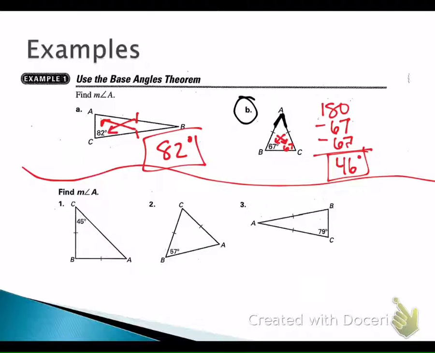So number 1, if these sides are the same, the base angles across are the same. One of those is angle A. That's the one I'm looking for. So what's the measure of angle A? 45 degrees. Good. All right. Number 2 is very similar. I know that the sides are congruent, so the angles across are congruent. One of those is A. So what's the measure of angle A? 57. Good.